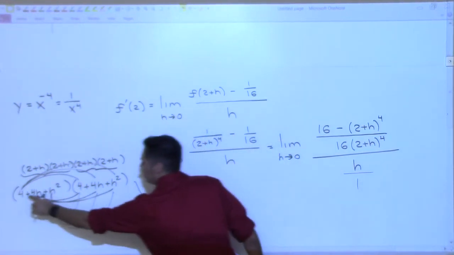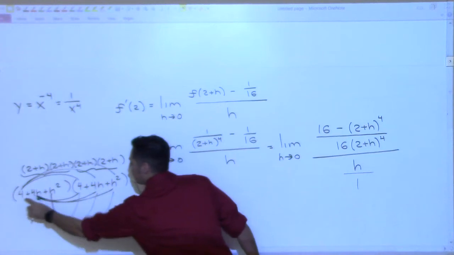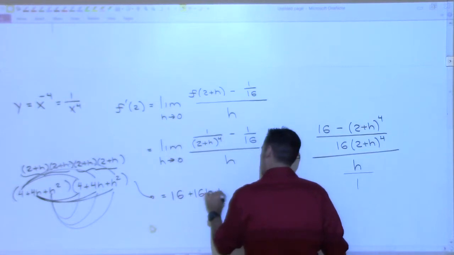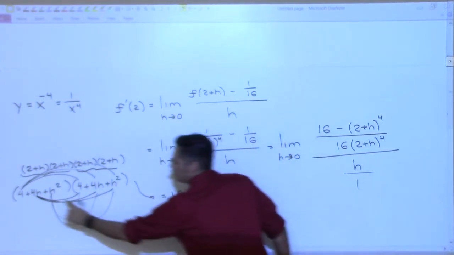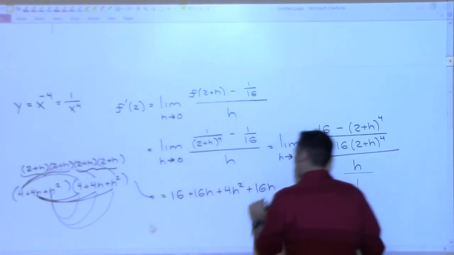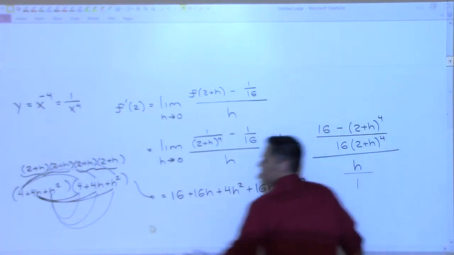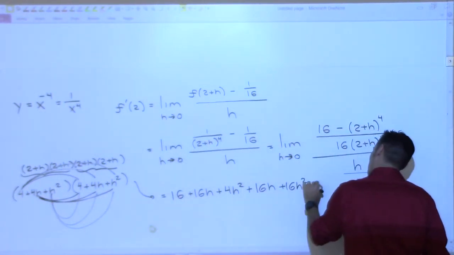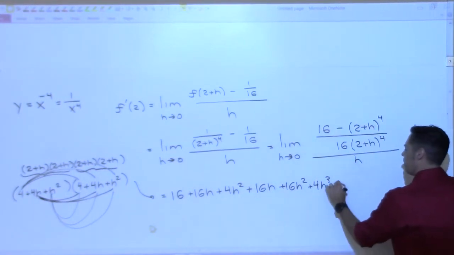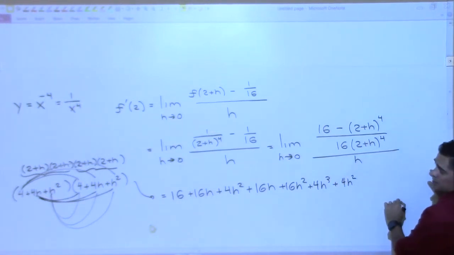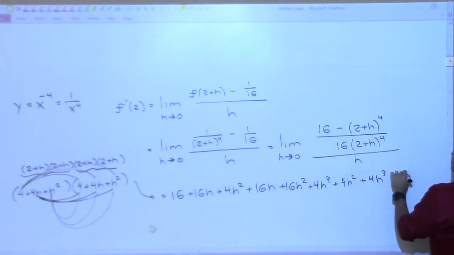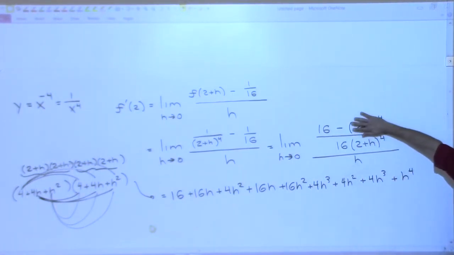Okay, I'm doing it. 4 times 4, 16. 4 times 4h, 16h. 4 times h squared, 4h squared. Plus, now we move to this. 4h times 4, 16h. 4h times 4h, 16h squared. 4h times h squared is 4h cubed. Almost there. Last one. 4h squared, 4h cubed, h to the 4th.